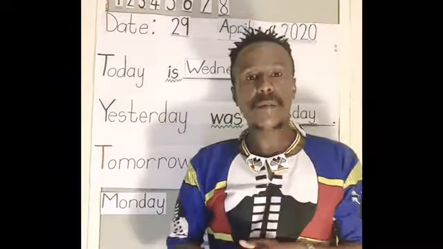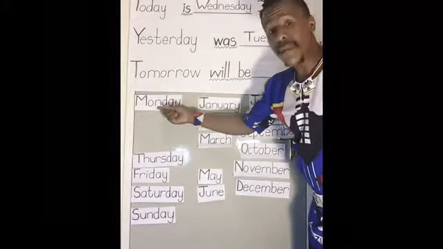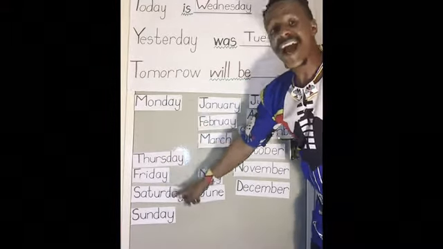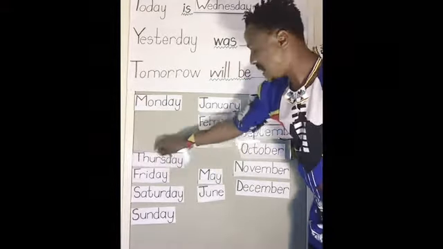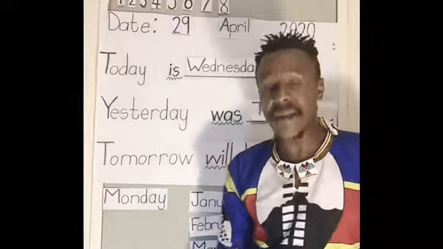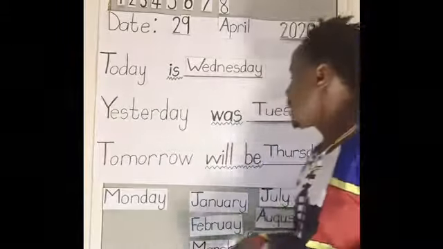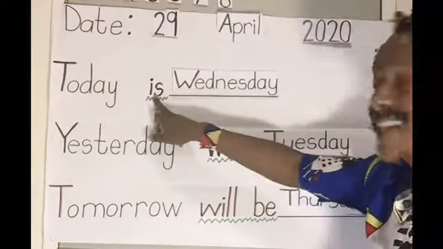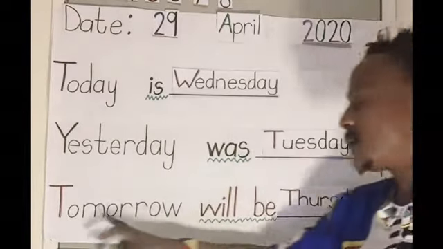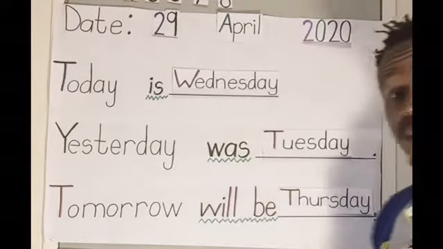Now what day will it be tomorrow? Tomorrow will be, let's see, it cannot be Monday because Tuesday is already up here and Wednesday is gone. So what's the following day after Wednesday? It is Thursday. So tomorrow will be Thursday. Do you see the concept of time and the concept of tenses, the present, the past, and the future tense? So today is Wednesday. Yesterday was Tuesday. Tomorrow will be Thursday. These are the concepts which are important for the tenses.